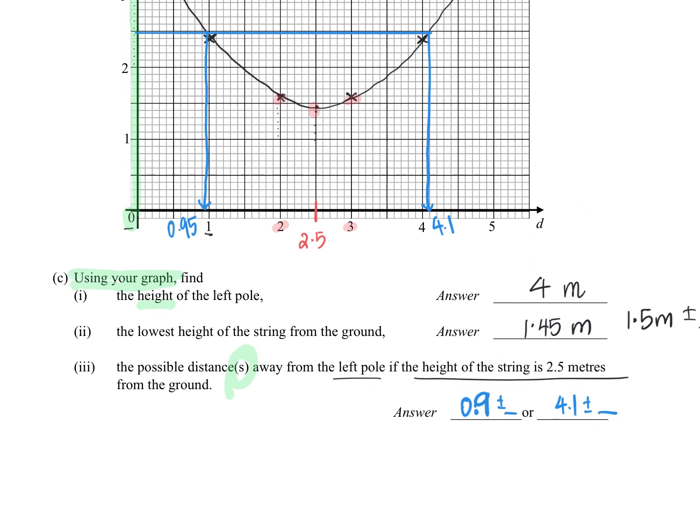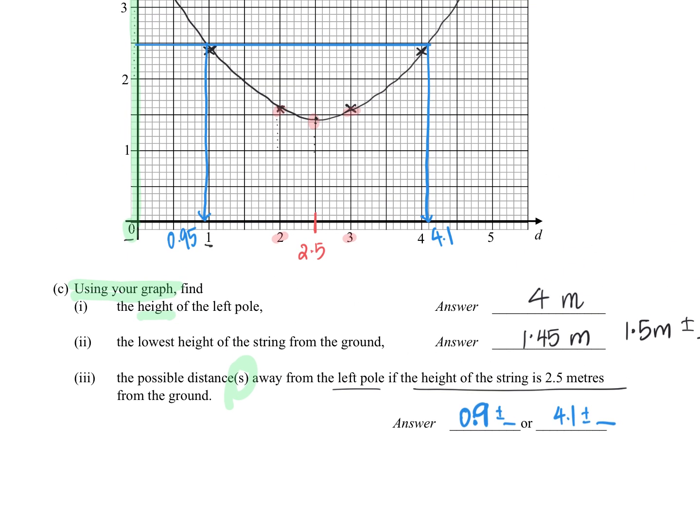So with that, I come to the end of this part of our lesson, practical applications of the graph.